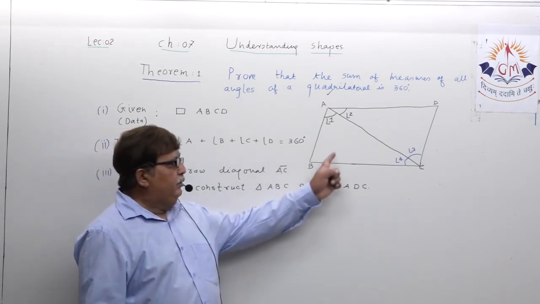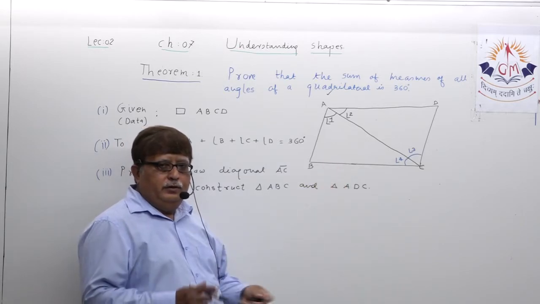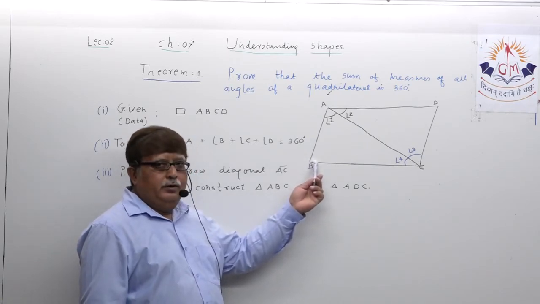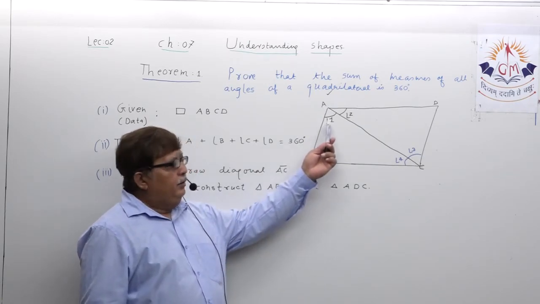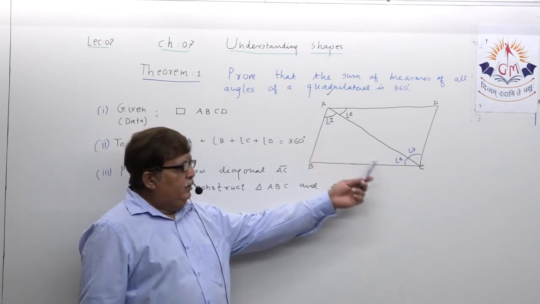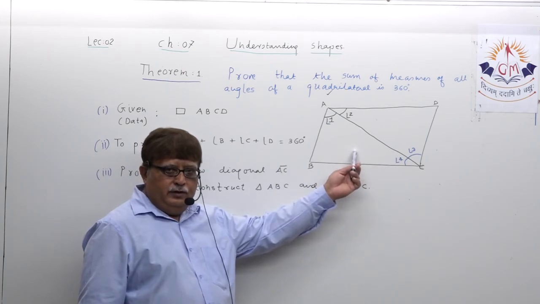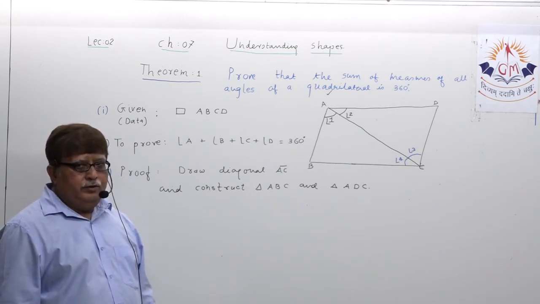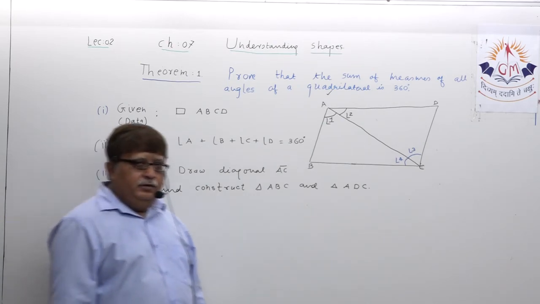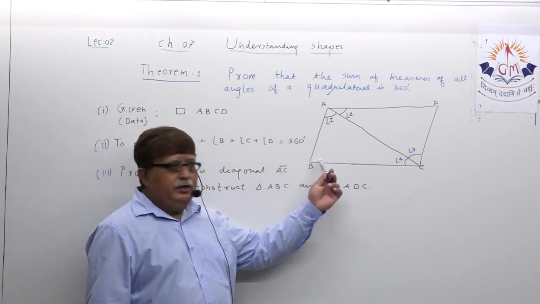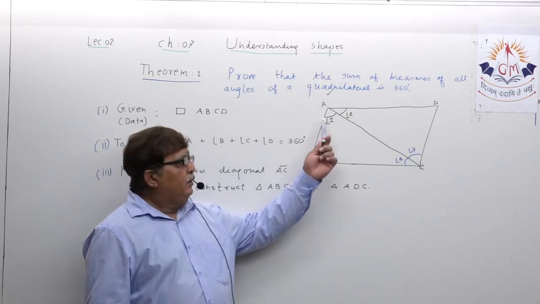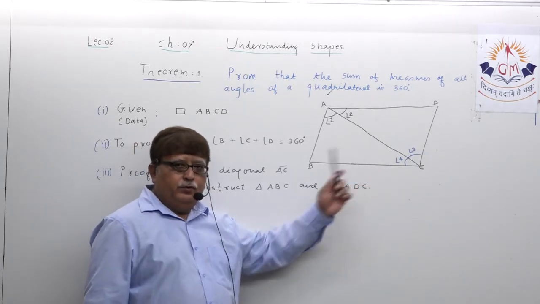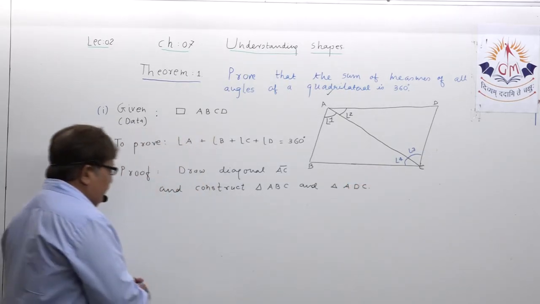Now, dear student, in triangle ABC, can you name the three angles? Angle B, angle 1 and angle 4. These are the three angles in triangle ABC whose addition is going to be 180. Did you understand the three angles? Can you speak? Angle B, angle 1, angle 4. Okay, let us write it.